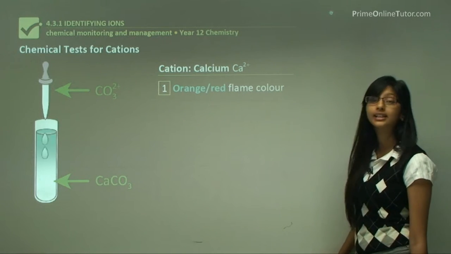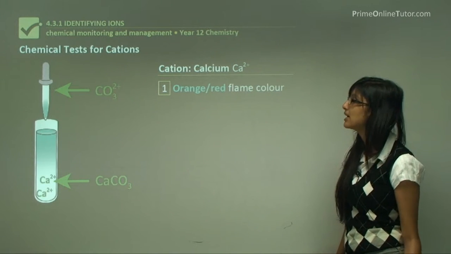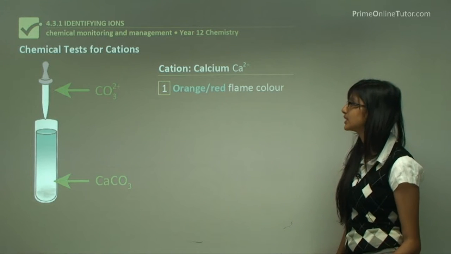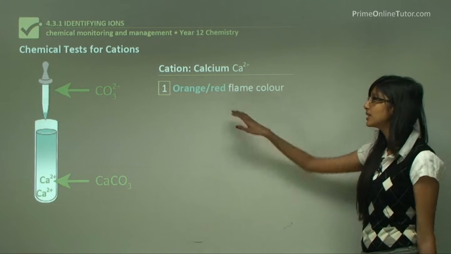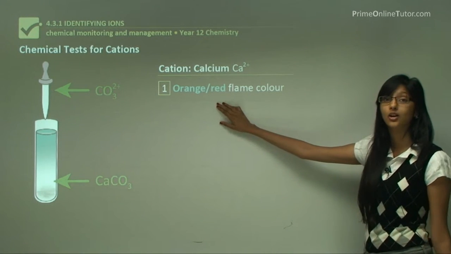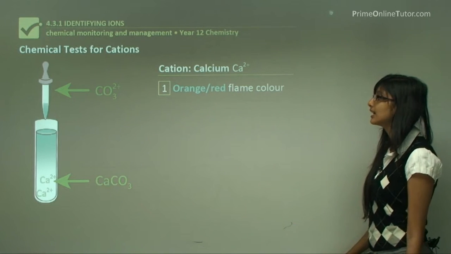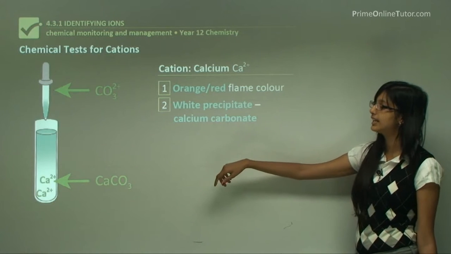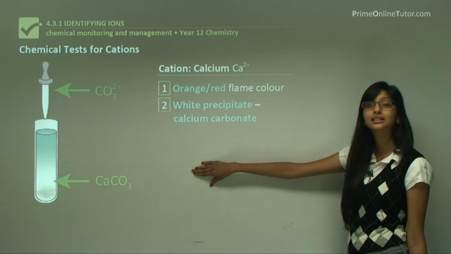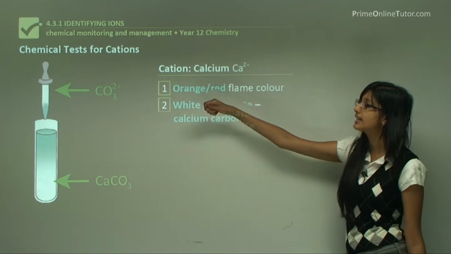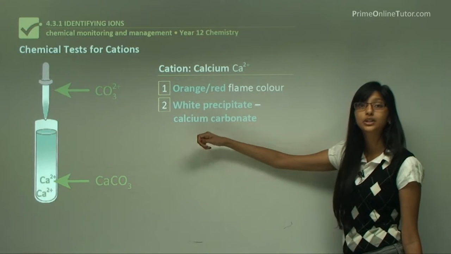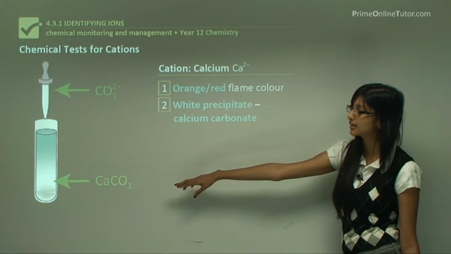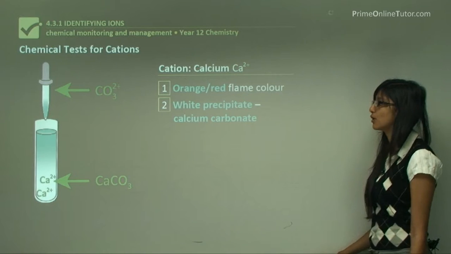Now let's look at calcium cations. So if you have calcium as your cation in a solution, if you put that in a flame, it should produce an orange-red flame color. And a white precipitate should form if you add carbonate. So again, if you have a test tube full of calcium cations and you add carbonate solution to it, you can see in the animation a white precipitate forms.